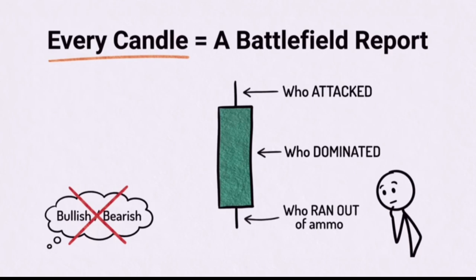A candlestick. Most people see a green candle and think bullish. They see a red candle and think bearish. But that's like reading a war report and only looking at the color of the ink. Every candlestick on your chart is a battlefield report. It records who attacked, who defended, and who ran out of ammunition, all within that specific time period. Let me show you what I mean.